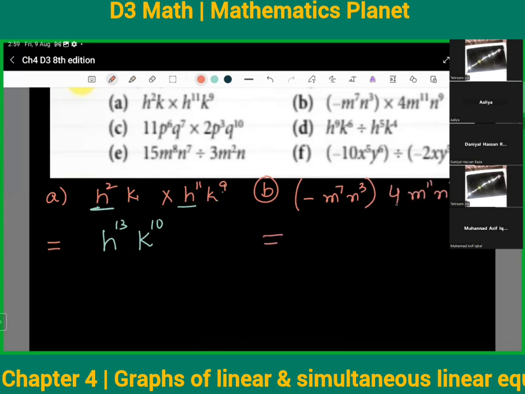Okay. So constant will be multiplied with constant. So here it is -1. -1 into 4 is -4. So m to the power... Yes, Daniel. M to the power 11 plus 7 will be 18. N to the power 9 plus 3 is 12. Learn addition now. Yes, Alia.